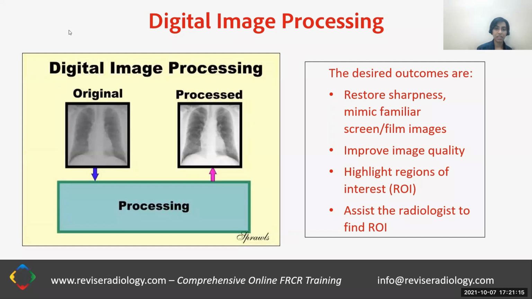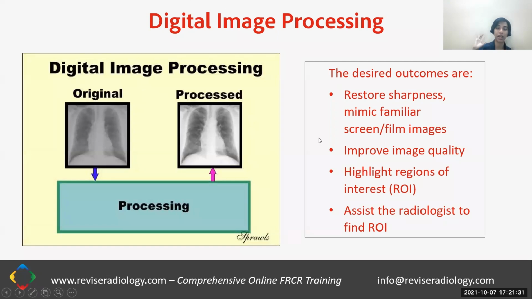The things which the image processing unit can do, which go beyond this, is improve the image quality, and it can also pick up regions of interest and analyze these regions of interest, as well as assist the radiologist to find the regions of interest within the image.